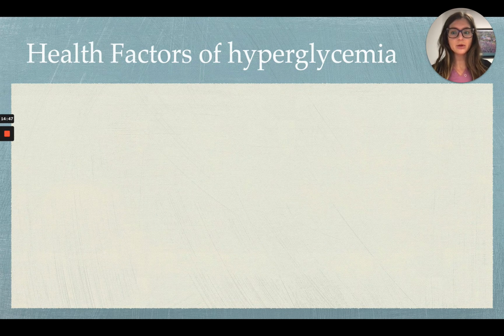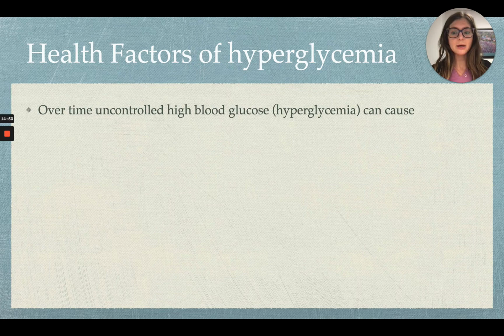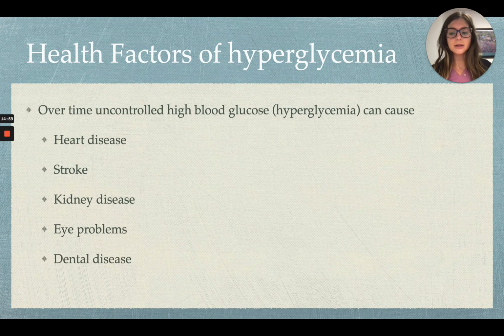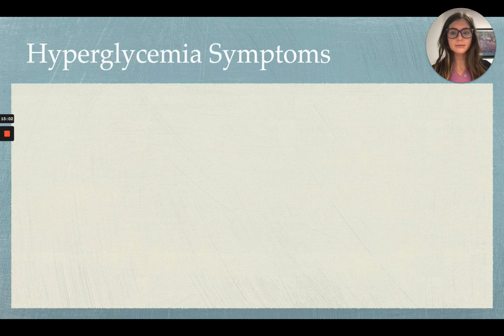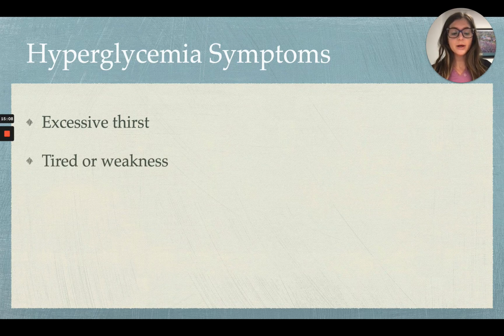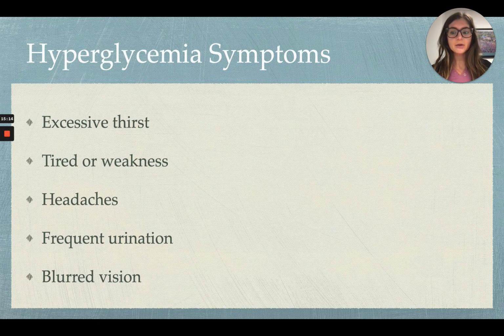So, health factors of hyperglycemia. Over time, hyperglycemia or uncontrolled blood glucose levels can cause heart disease, stroke, kidney disease, eye problems, dental disease, and nerve damage. Some of the symptoms of hyperglycemia include excessive thirst, tiredness or weakness, headaches, frequent urination, and blurred vision. So if anyone is experiencing some of these symptoms and they have not been diagnosed with diabetes already, it may be a good idea to have their blood glucose levels checked to see if some of these signs and symptoms are the result of hyperglycemia.